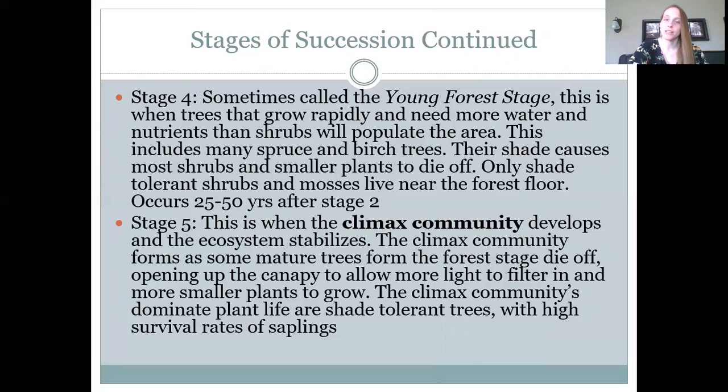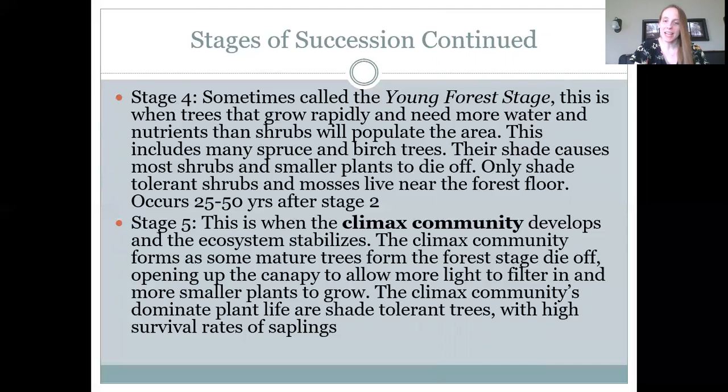Spruce and birch trees make really good young forest trees, though they do tend, as most trees do, to outcompete shrubs and smaller plants for sunlight, which is going to cause those plants and shrubs to die off, which again just adds nutrients to the soil. Only shade-tolerant shrubs and mosses can live near the forest floor.